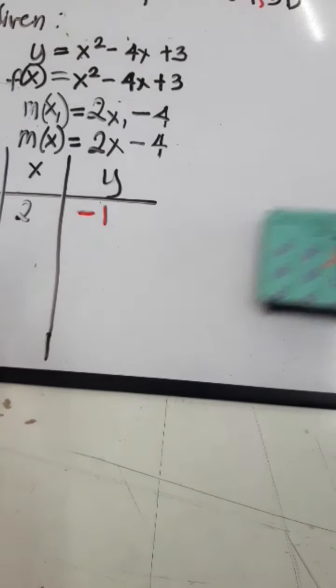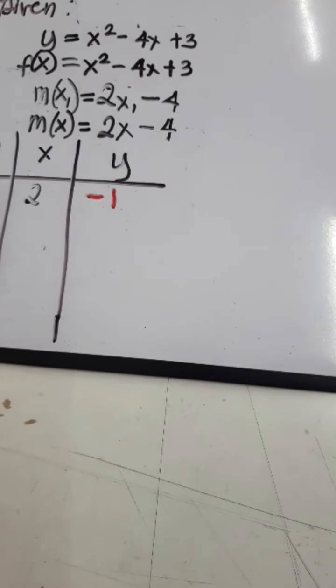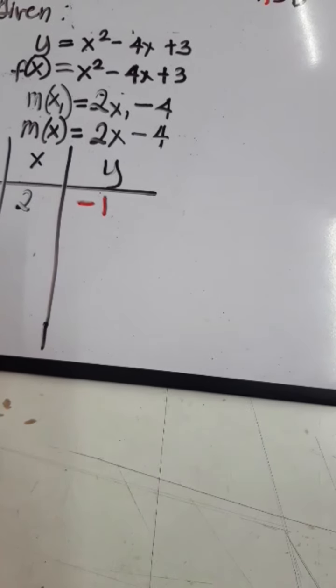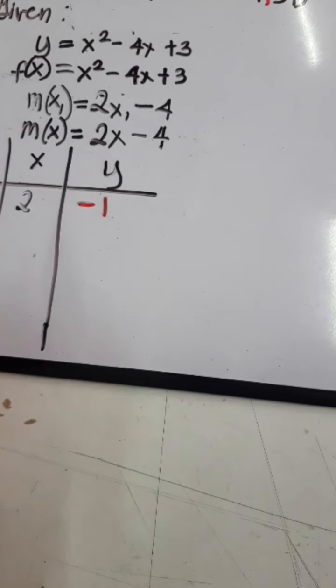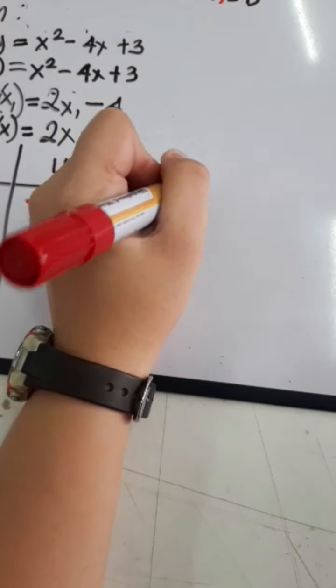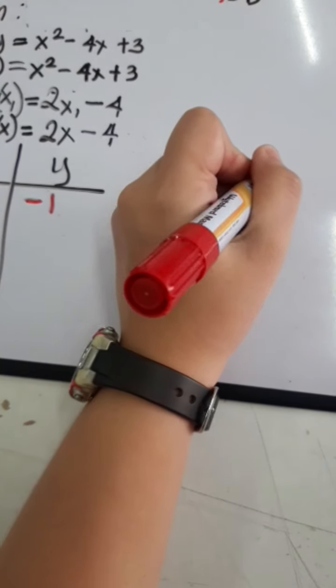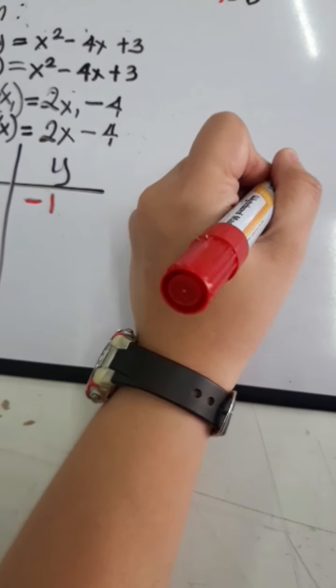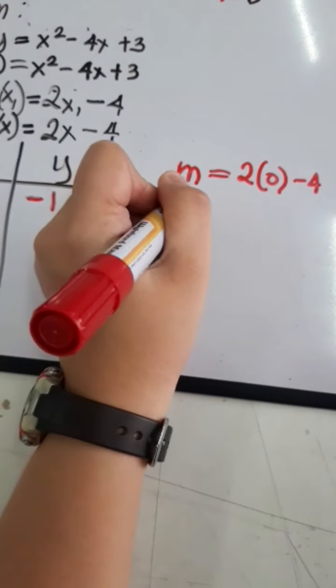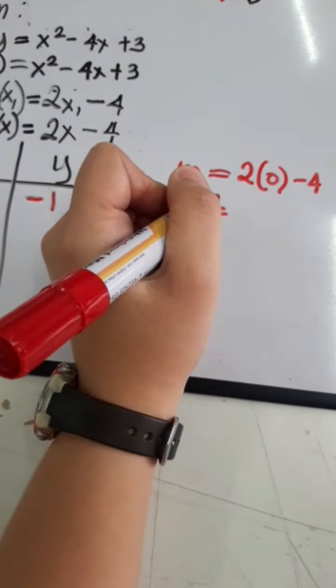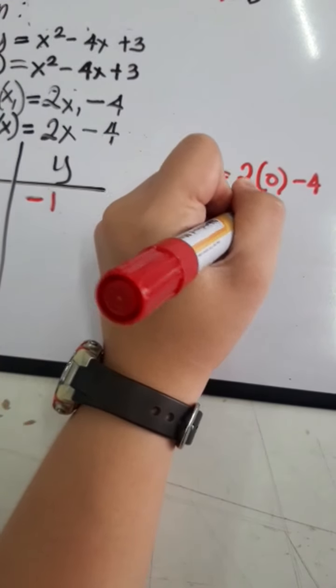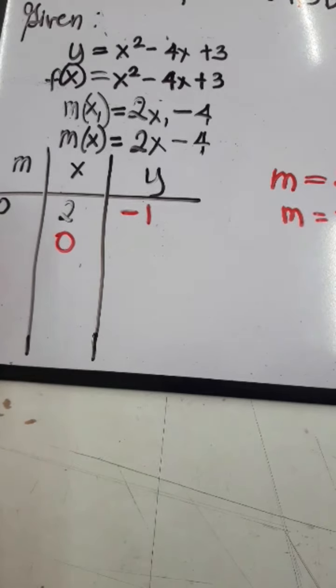Then, padayon ta sa pagpangita sa points. So, at x is equal to 0, ato na pud ni siyang i-set. At x is equal to 0, so the slope is equal to 2 times 0 minus 4, the slope is negative 4. Okay? So, the slope is negative 4.